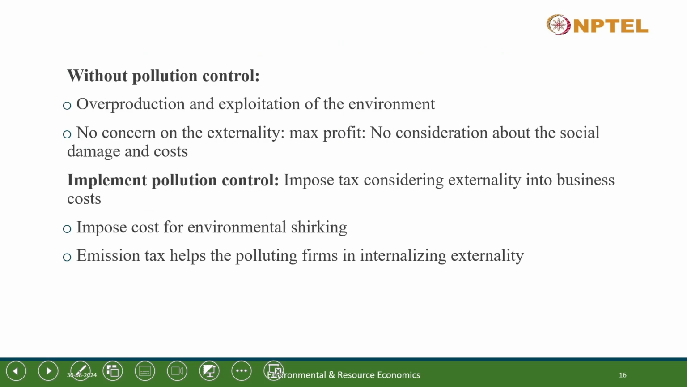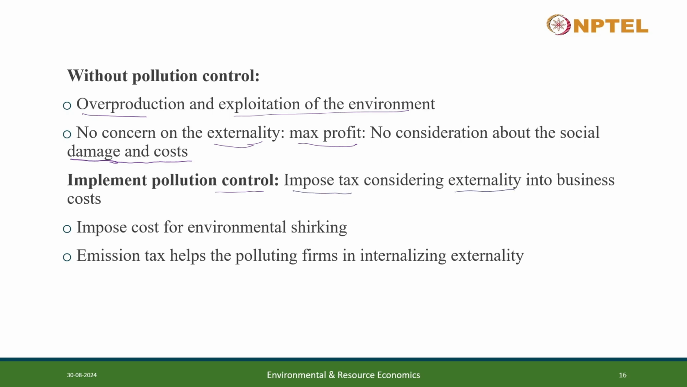So now, without pollution control, there will be overproduction, exploitation of the environment, and overconsumption by consumers. So there is no concern about the externality. The firm will try to maximize its own profit, and social damage and social cost will be ignored, right? However, when we impose certain pollution control, let's say that we have imposed the tax, then externality will be considered in the business cost. So the firm or the consumer is paying for the environmental shirking cost.